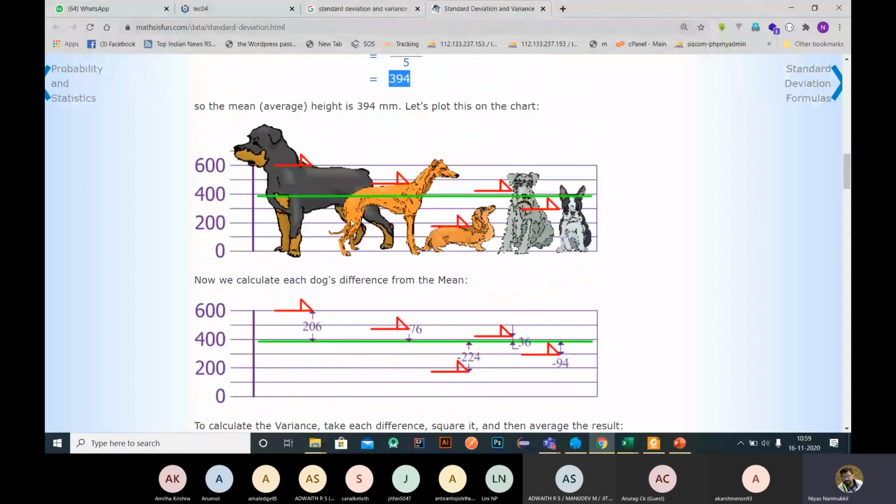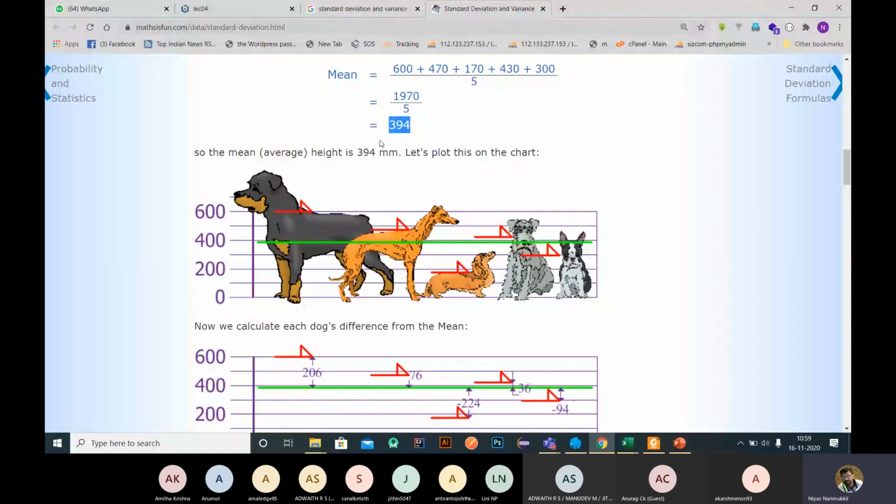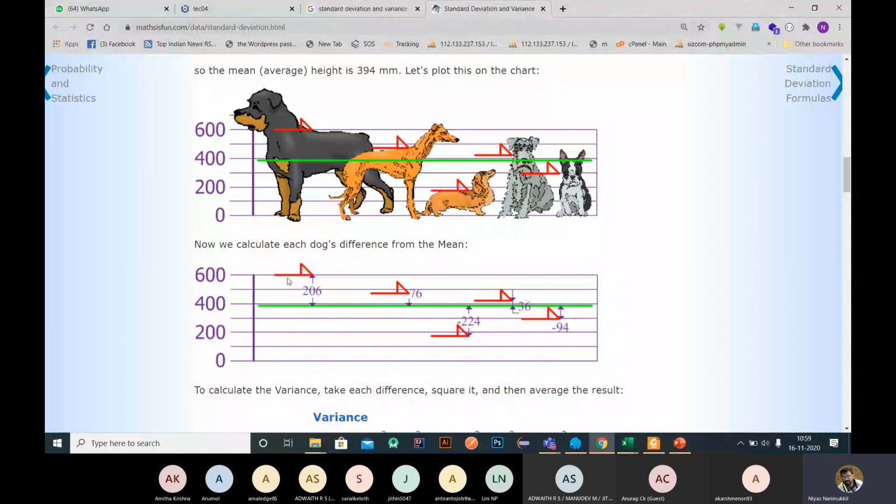From the mean, the height of the first dog is 600, so the difference between the mean and this height is 206. For the second dog the difference is 76, and for the third dog the difference is minus 224. The fourth dog is plus 36, and the last dog is minus 94. So we are getting the difference of dog height based on the mean.